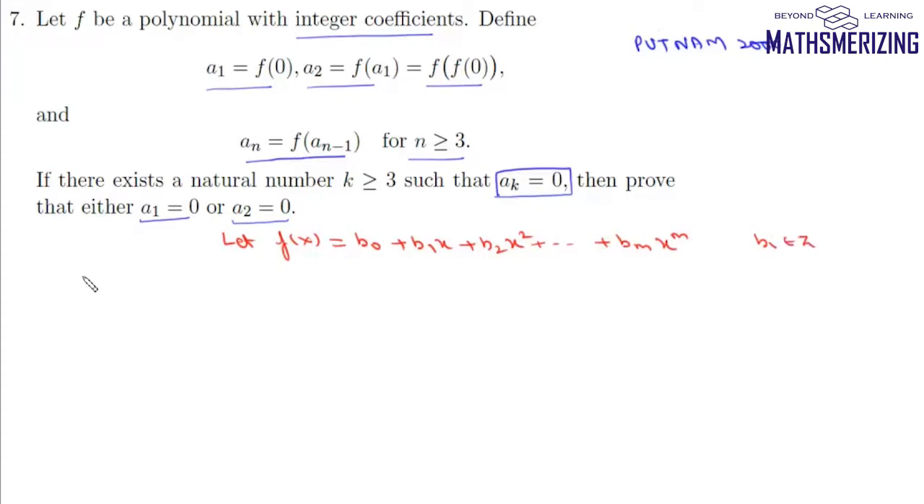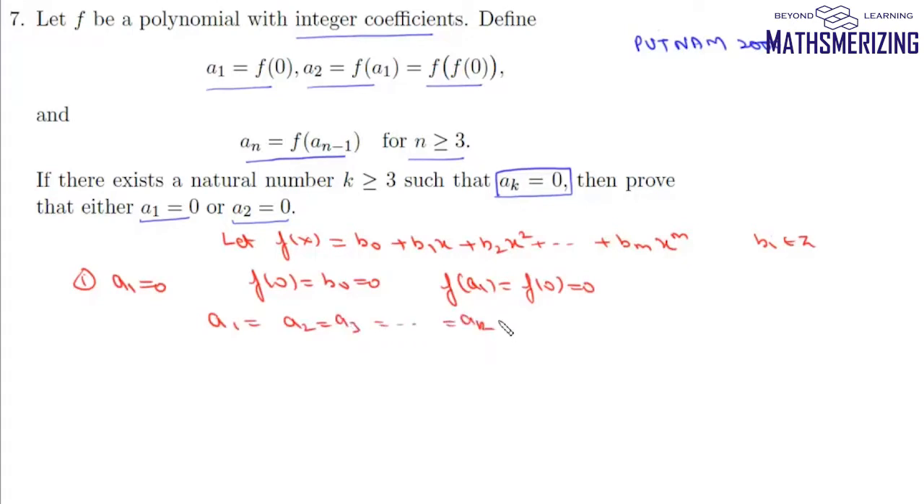Now we'll consider the first case when a1 is 0. It clearly means f(0) is b0 and b0 is 0. Now if we take f of a1, that will again be f(0), which is again 0. So in that case a1 equals a2 equals a3 up to ak, they are all 0. So it is a very trivial case. Now we'll come to the second case, when a1 is unequal to 0.